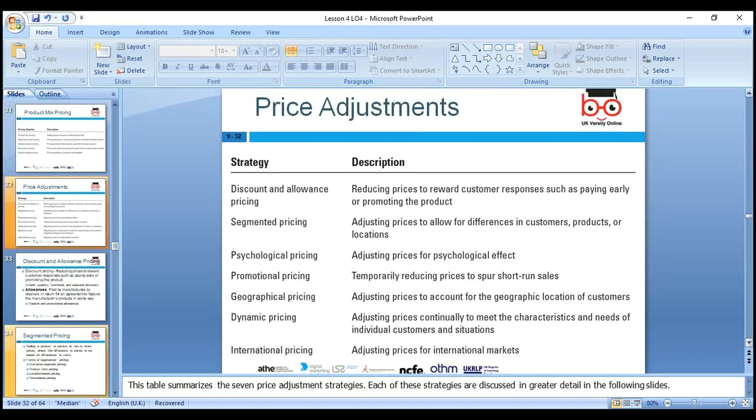Price adjustment: how can we adjust the price? We can offer discounts and allowances, segment pricing for different populations and different behaviors, and we can set the price. Psychological pricing, like 7.99, even we are paying it. So we need to look around.